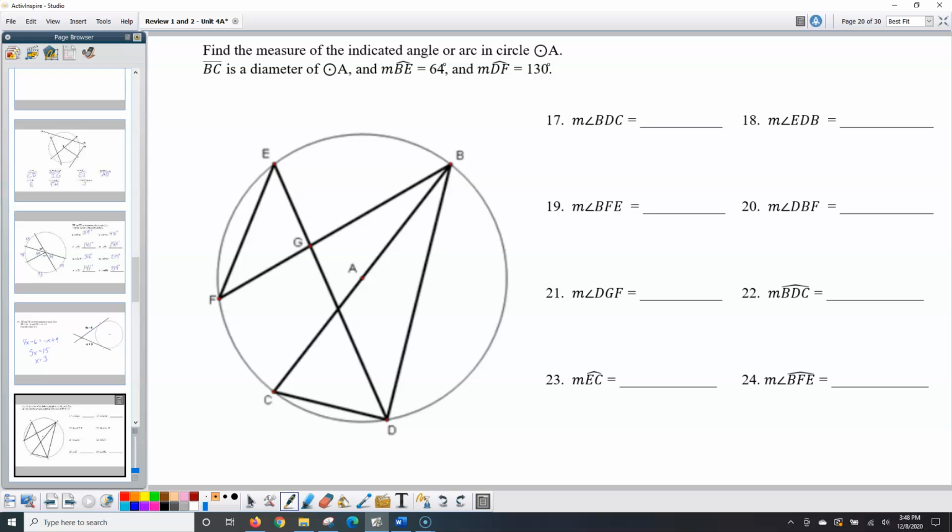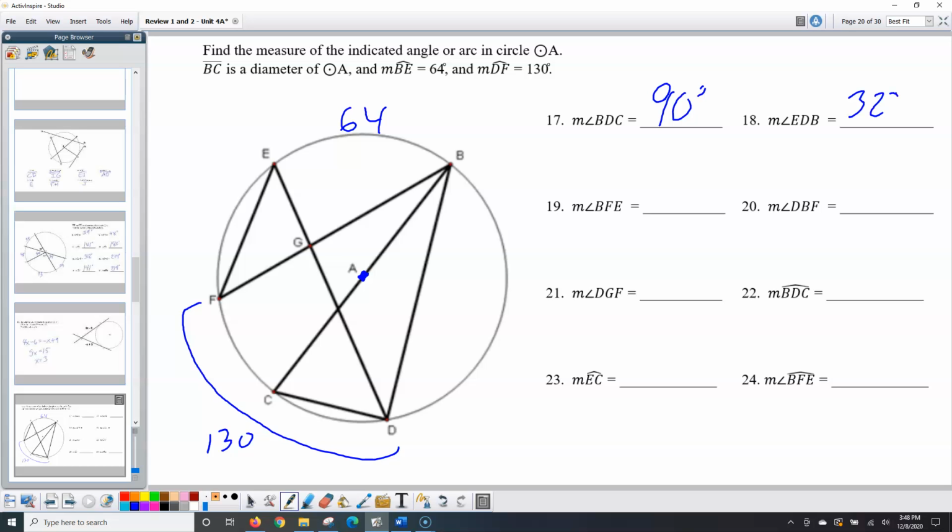All right, so we've got BE is 64 right here, and we got DF is 130. Angle BDC. BDC is right here, just like that first review. It opens up to half the circle. So there's my center of my circle. That BDC opens up to half the circle. I'm saying 180 divided by 2, and that is 90. Angle EDB. EDB opens up to 64. I'm going to say 64 divided by 2 and get 32.